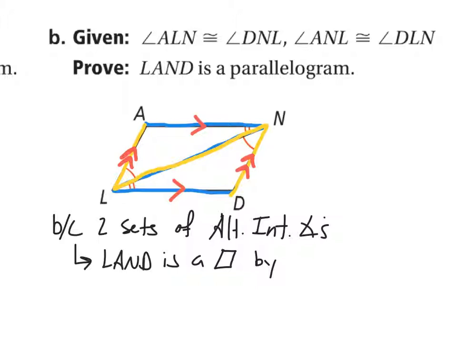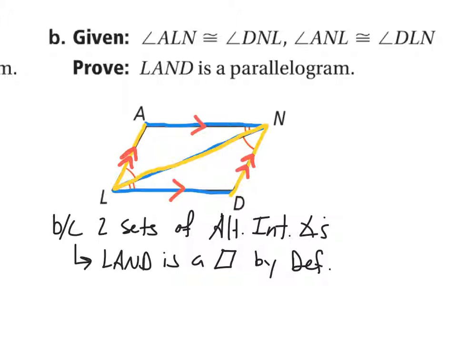Oh, there is. This is absolutely 100% true, but it's not by a theorem. This is by the definition of a parallelogram. What's a parallelogram? A quadrilateral where opposite sides are parallel. We've shown the opposite sides are parallel. Therefore, we have shown it's a parallelogram by definition.